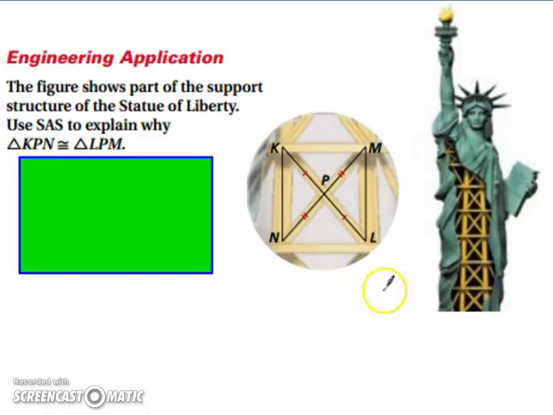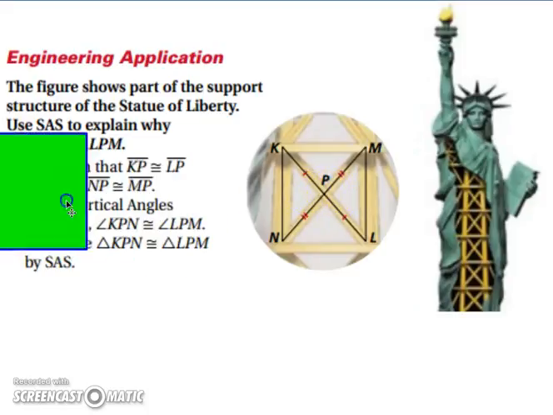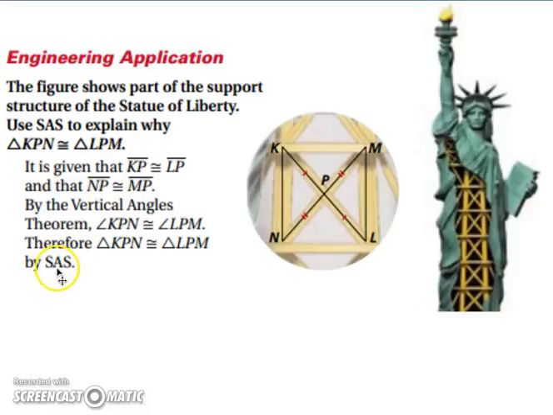Let's look at an engineering application. The figure shows part of the support structure of the Statue of Liberty. Use side angle side to explain why triangle KPN must be congruent to triangle LPM. Well, they gave us that KP and LP are congruent to each other, and NP and MP are congruent to each other. So we just need a set of angles that are smushed between those two sides. So it's KPN and MPL. Well, we know that they're going to be congruent because they're vertical angles. So therefore, side angle side does in fact work.